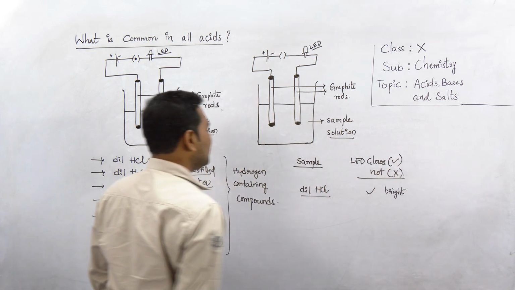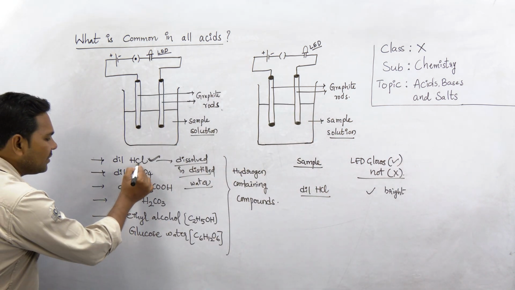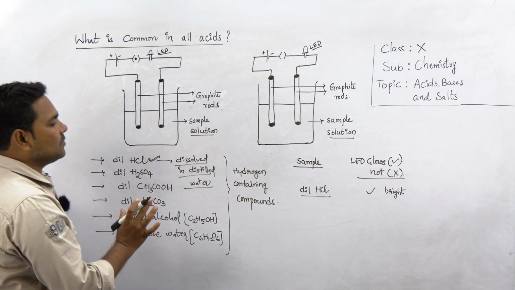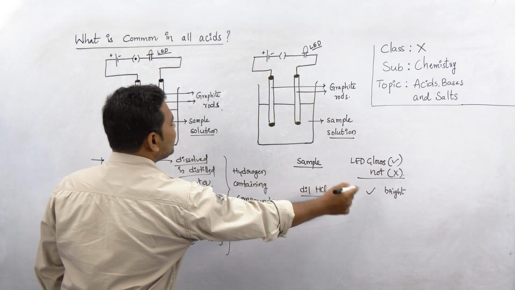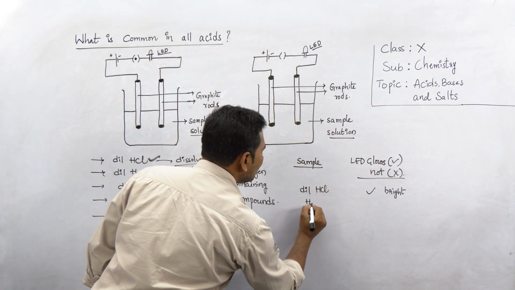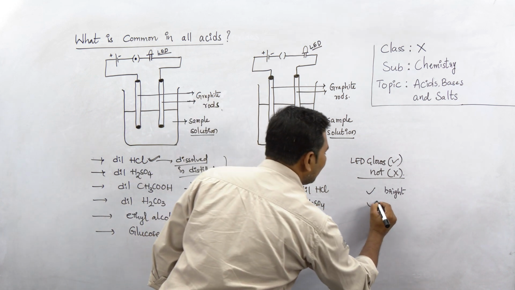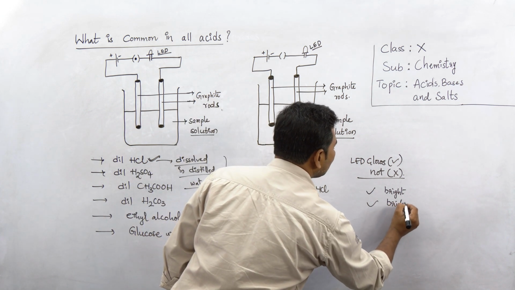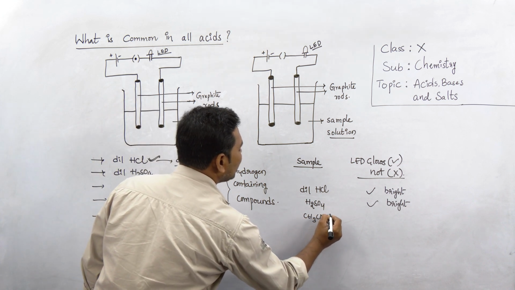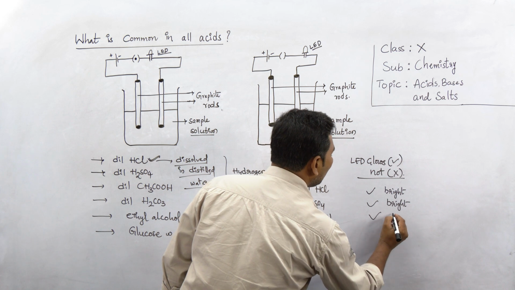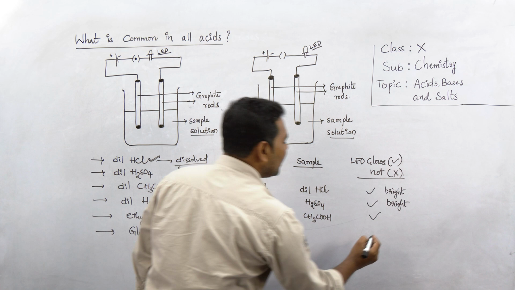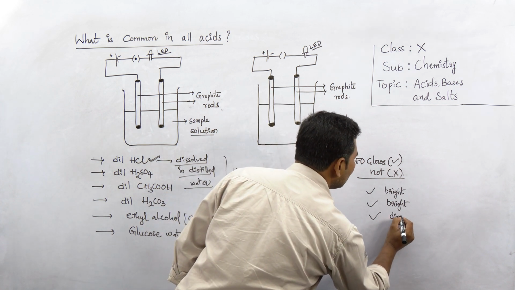Now in the first four cases, let's make equal concentration of solutions, right? Now we can identify. When you take dilute HCl, the LED glows. When I take a dilute H2SO4 solution, the LED goes bright. Then if I take acetic acid, CH3COOH, in this case also the LED glows, but it's not as bright as in the case of HCl and H2SO4. It glows dim.